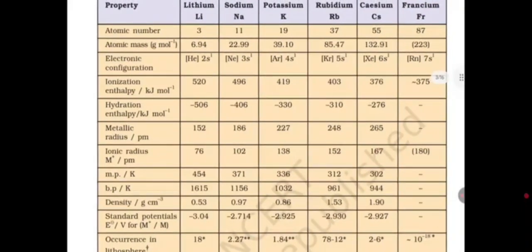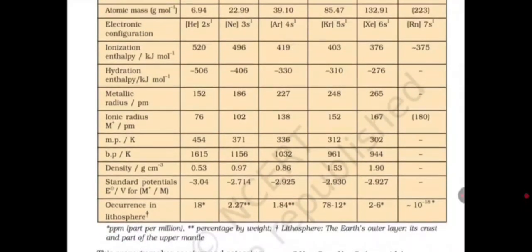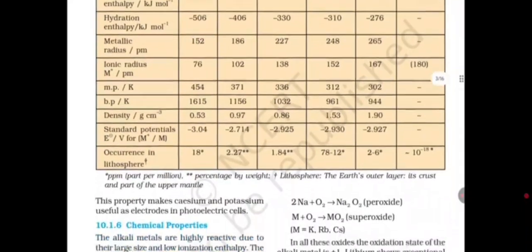Last is francium, atomic number is 87, atomic mass is 223, electronic configuration radon 7s1, ionization enthalpy is nearly equal to 375, and hydration enthalpy and metallic radius are not given. Ionic radius is 180, and occurrence in lithosphere is 10 to the power minus 18 picometer.